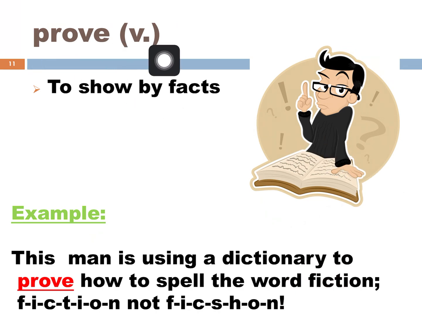Prove. Prove is a verb and it means to show by facts. For example, this man is using a dictionary to prove how to spell the word fiction. Fiction is spelled F-I-C-T-I-O-N, not F-I-C-S-H-O-N. Okay, so he's using the dictionary to prove, to show us using facts.